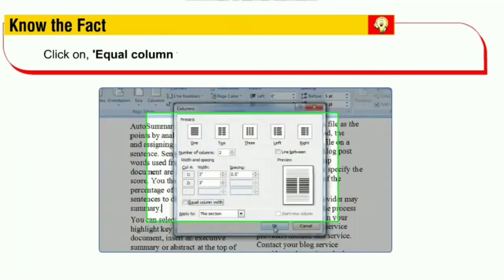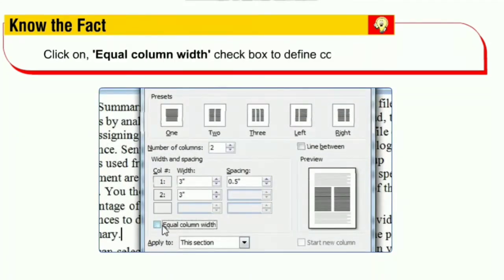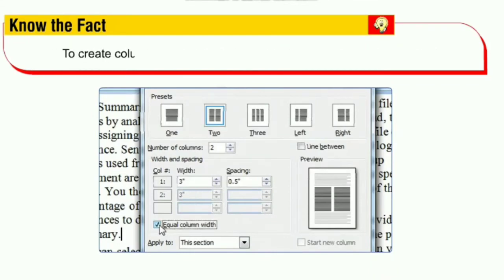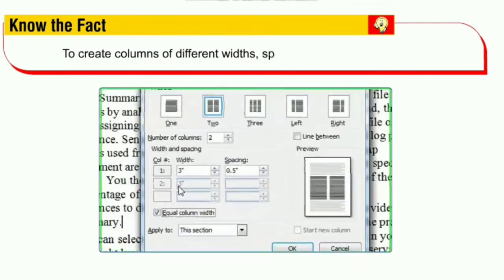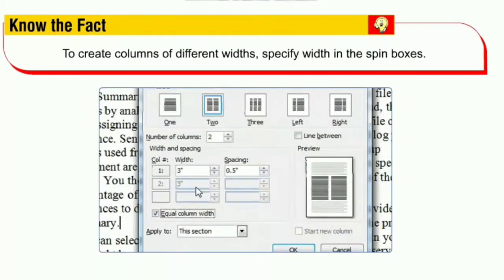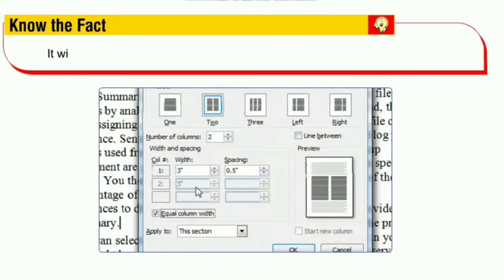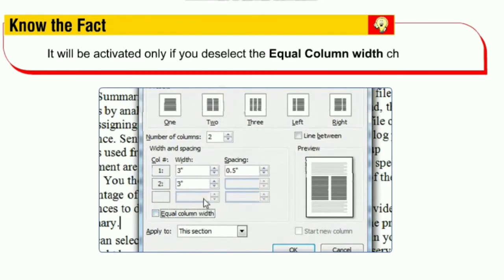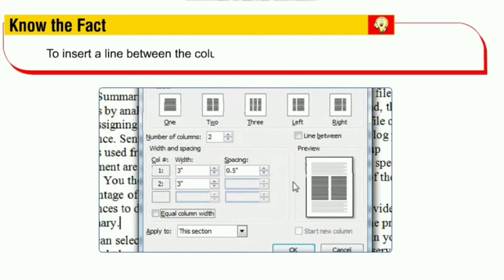Click on the Equal Column Width checkbox to define columns of equal width. To create columns of different widths, specify width in the spin boxes. It will be activated only if you deselect the Equal Column Width checkbox. To insert a line between the columns, click on the Line Between checkbox.